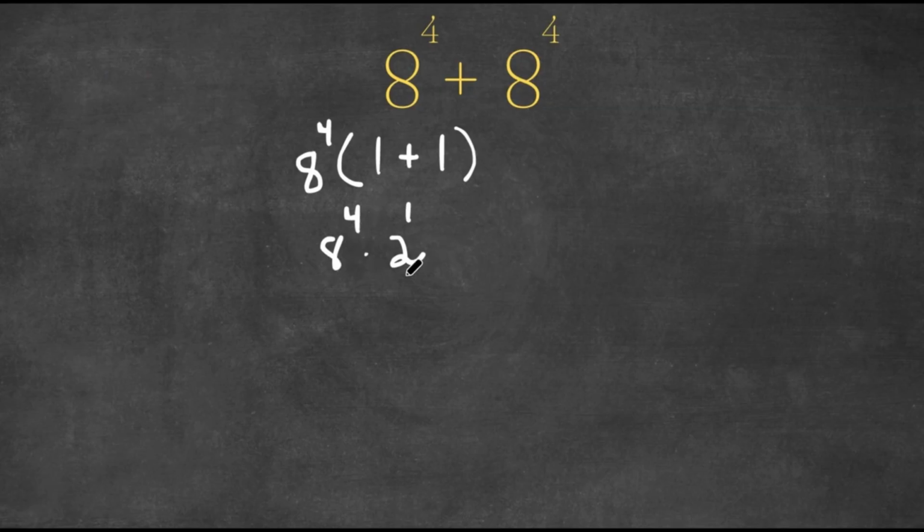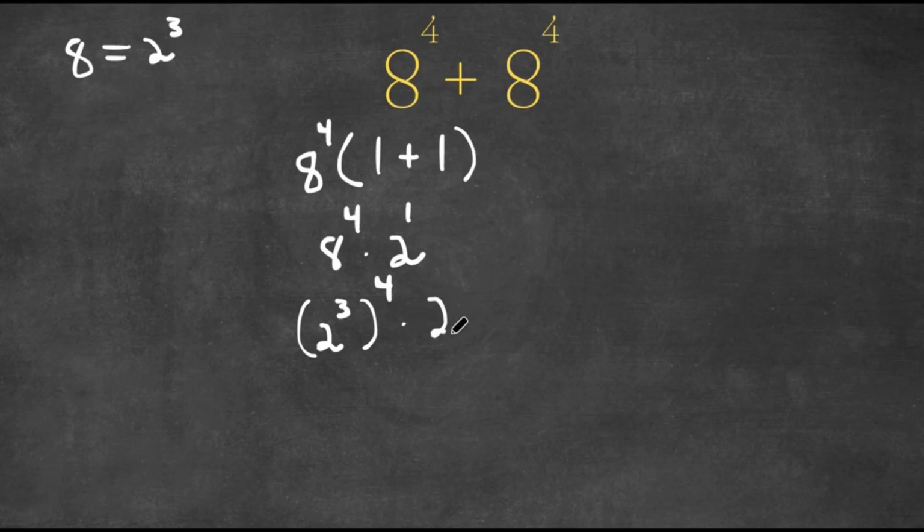And the bases of these two are different, as you can see. The base of this is 8, and the base of this is 2. So I'm actually going to change 8 so that it turns into the base of 2. And 8 is actually equal to 2 to the power of 3. So I'm going to replace 8 with 2 to the power of 3. So now we get 2 to the power of 3, to the power of 4, times 2 to the power of 1.